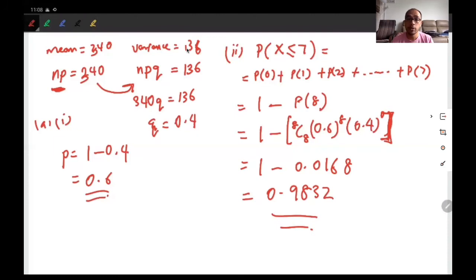So this is not a hot question. It's a very routine question. The only thing that is different is this one: you must subtract from one. But if you have done enough probability distribution questions, I don't think this would be a problem.